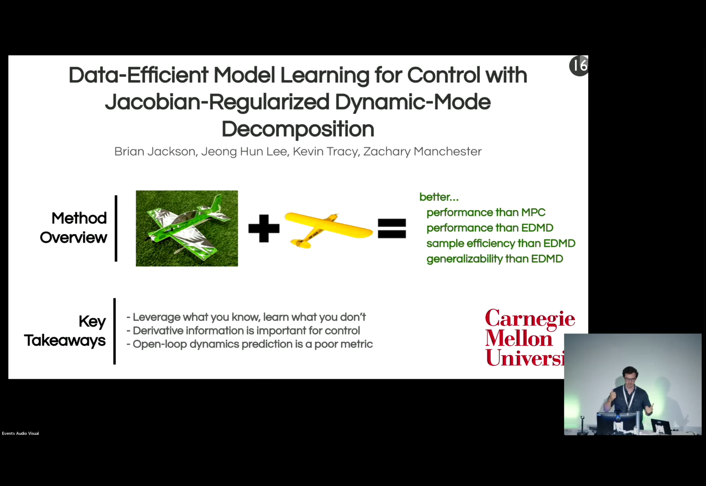So the key takeaways here are that we should be leveraging what we know and learning what we don't. Critical to this is using derivative information, which is now very readily available to us. And the last thing is that open loop dynamics prediction error is oftentimes a poor metric, and we should be thinking more carefully about the types of metrics that we use when learning dynamical systems. Thank you.